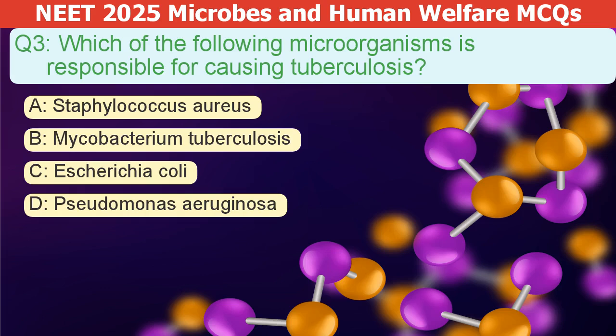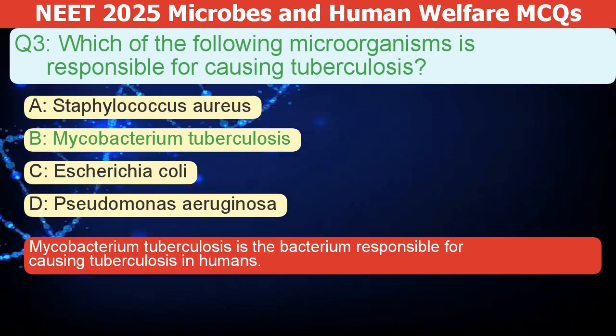Which of the following microorganisms is responsible for causing tuberculosis? A. Staphylococcus aureus. B. Mycobacterium tuberculosis. C. Escherichia coli. D. Pseudomonas aeruginosa. The correct answer is B. Mycobacterium tuberculosis is the bacterium responsible for causing tuberculosis in humans.